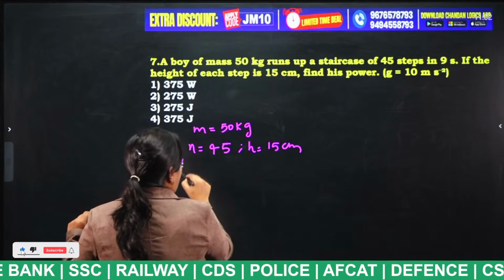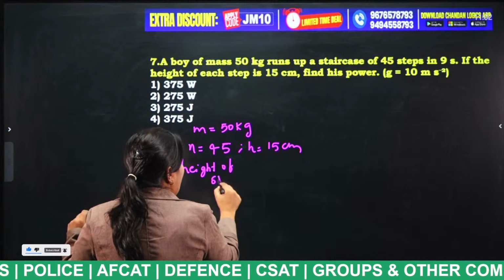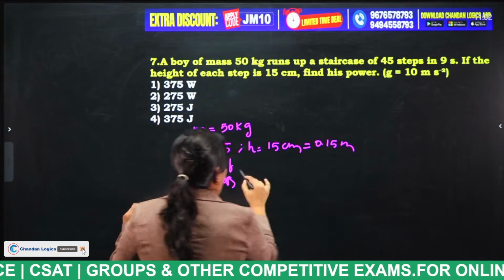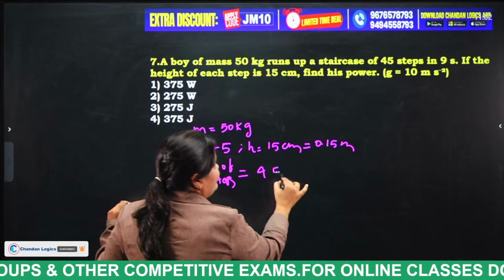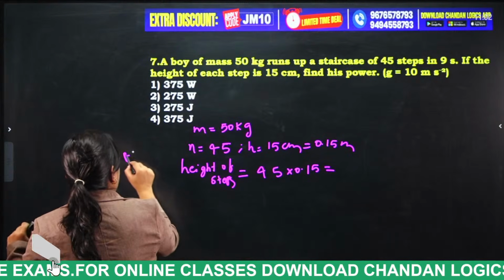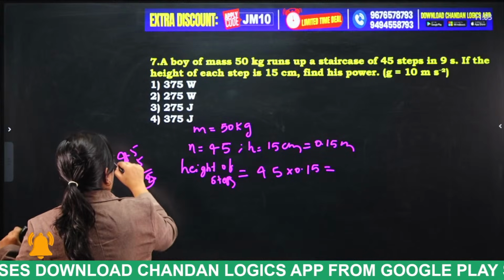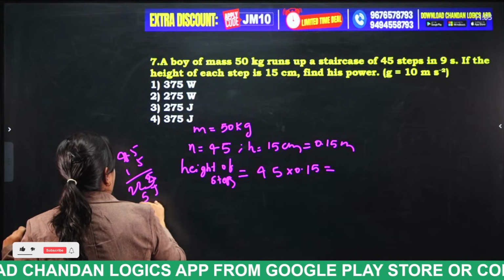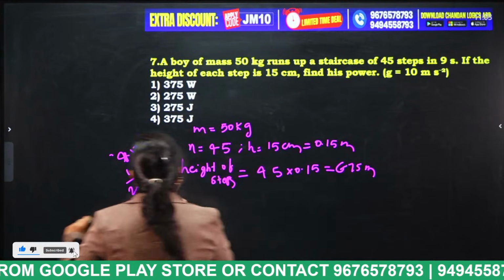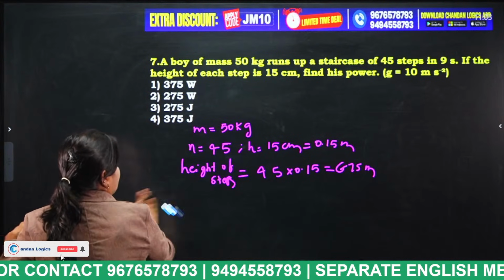So height of all the steps will be what, students? Height of steps will be, so this is 0.15 meters, right? Now height of the steps will be 45 into 0.15. So what will you get, students? 45 into 15, 6.75 meters. 6.75 meters. So that is the height.